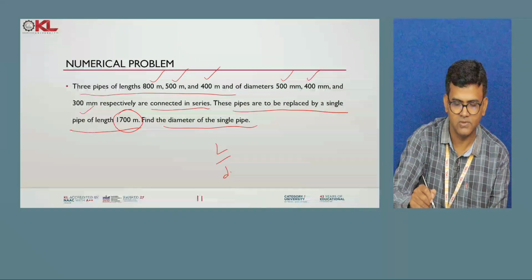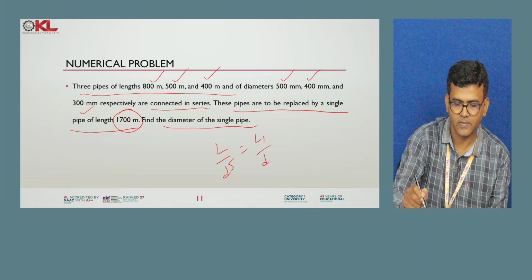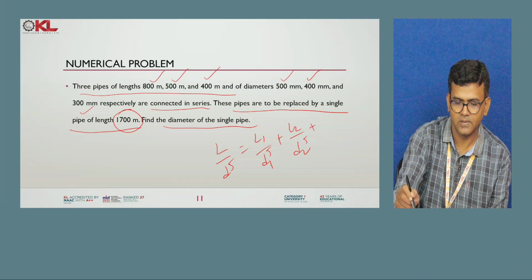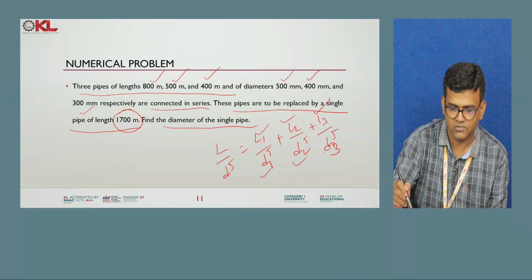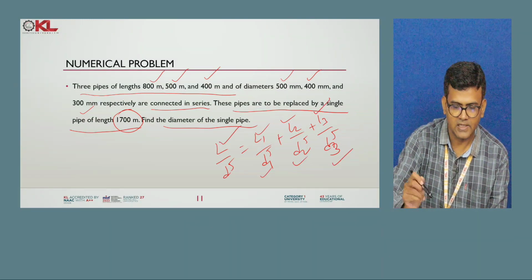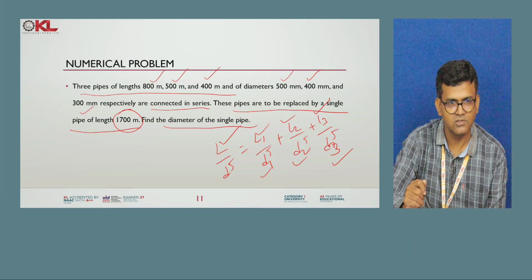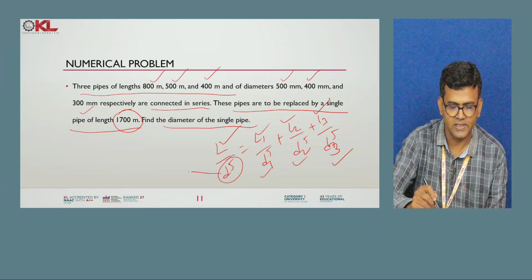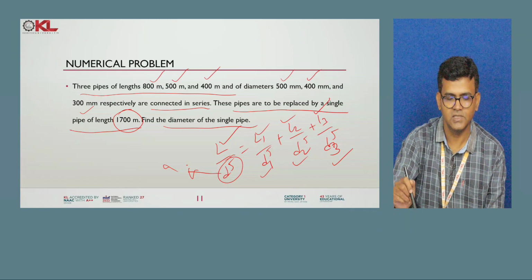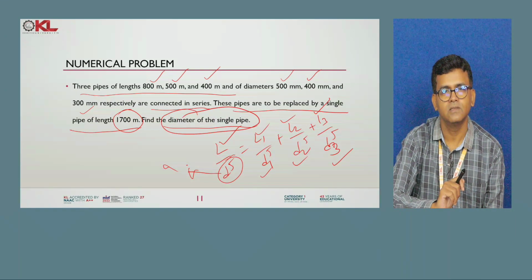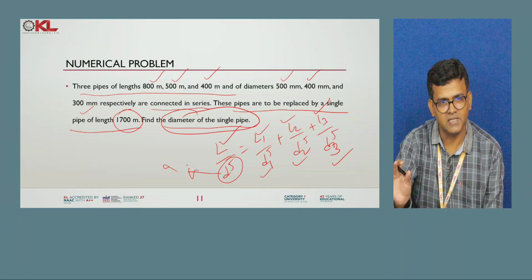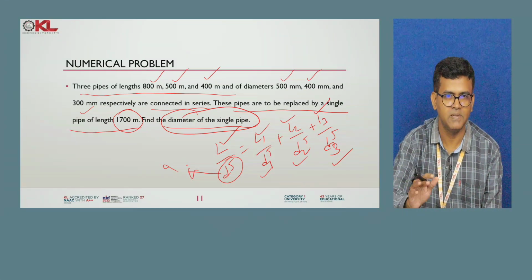So you can use the formula L/D^5 equals L1/D1^5 plus L2/D2^5 plus L3/D3^5. Here L1, L2, L3 and the diameters are given, and the total length L is also given, only D you have to compute. Using this formula you can compute how much diameter is required to replace the pipes connected in series by a single pipe, that is, the equivalent pipe.